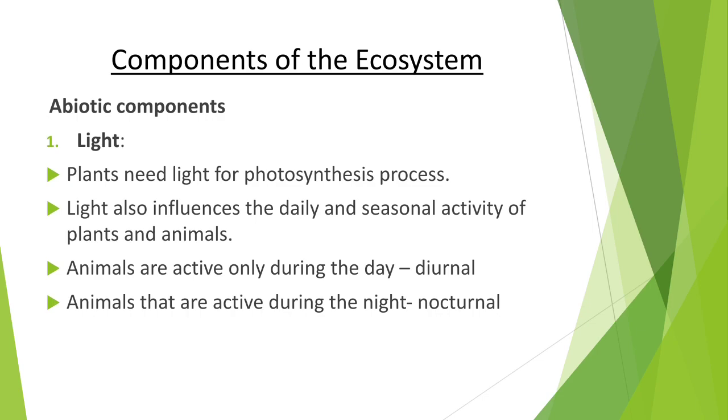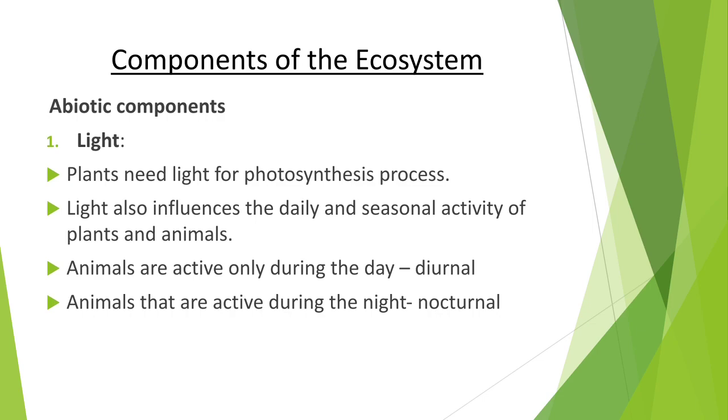Components of the ecosystem. All things outside an organism, living as well as non-living, comprise its ecosystem. There is an interaction between the living things and the non-living things. Based on that, there are three interactive components. They are abiotic, biotic and cultural. Let's discuss in brief. First one is abiotic.